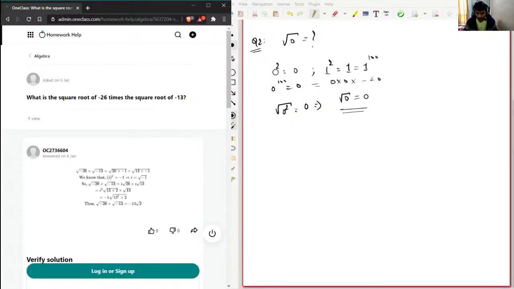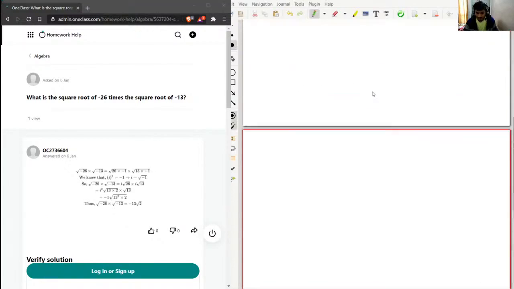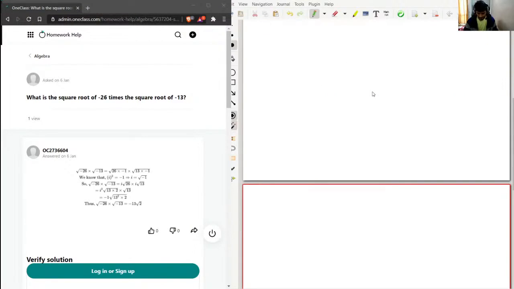Okay, so we have another question. Here it is asking, let me first write the question number. So this one is question number 3. What is the square root of negative 26 times the square root of negative 13?